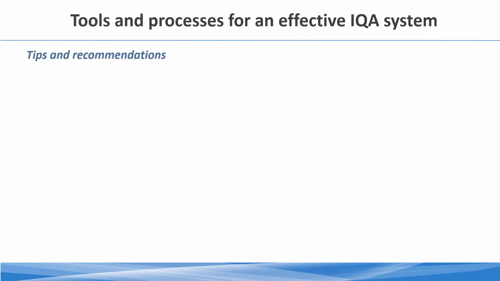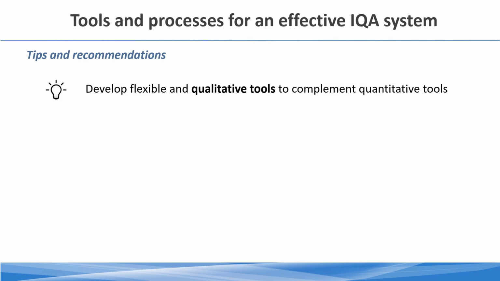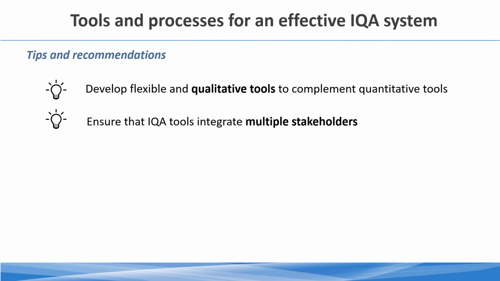To conclude, here are some general recommendations to help you implement an effective IQA system. First, we recommend that you develop flexible and qualitative tools to complement the quantitative ones. This will enable universities to generate a broader range of evidence for IQA purposes and to make up for the shortcomings of quantitative tools. Second, you should ensure that IQA tools integrate multiple stakeholders.